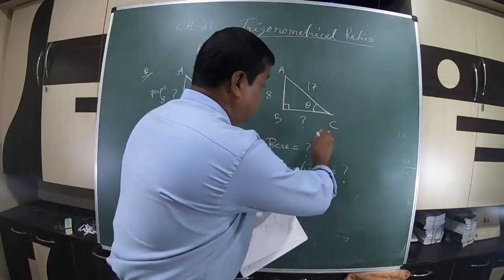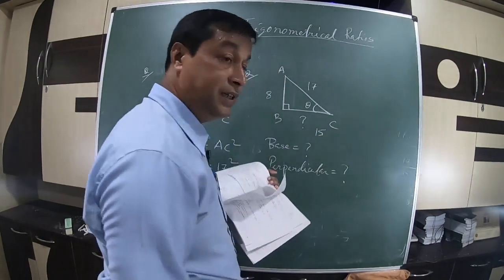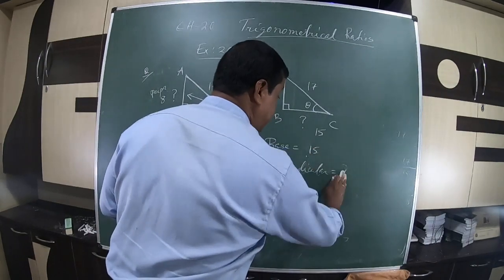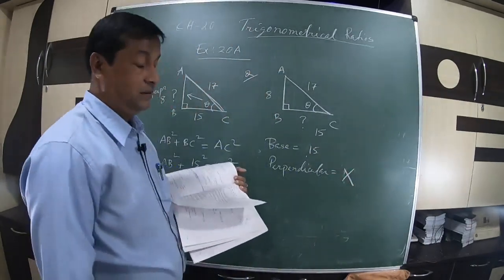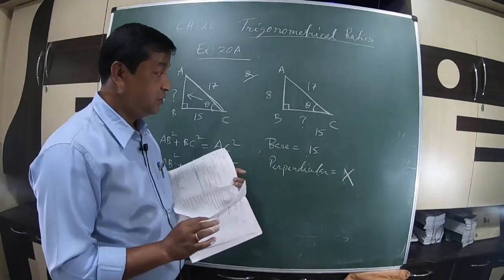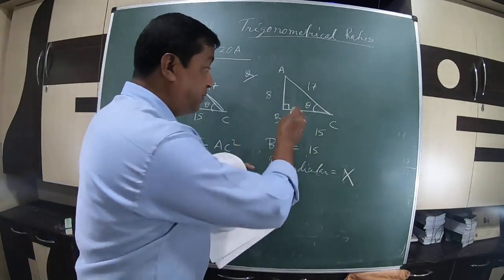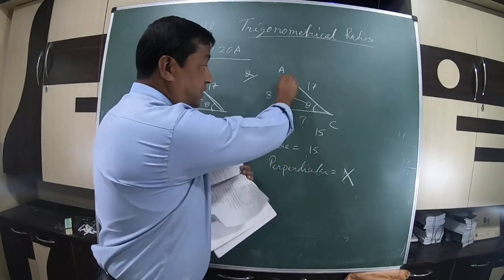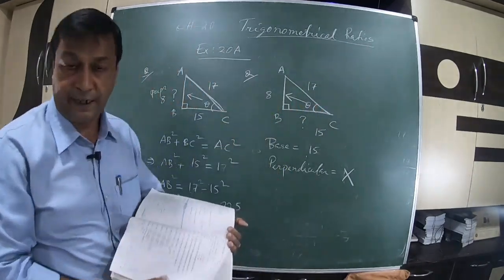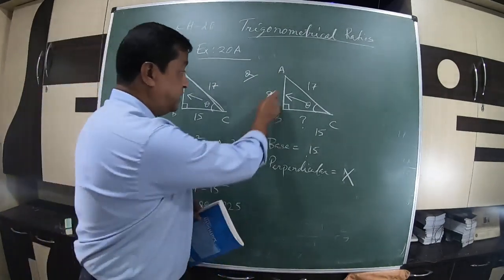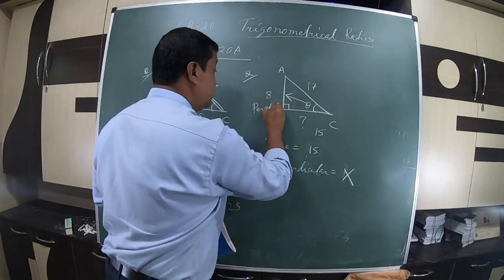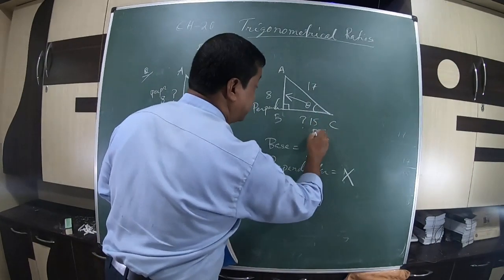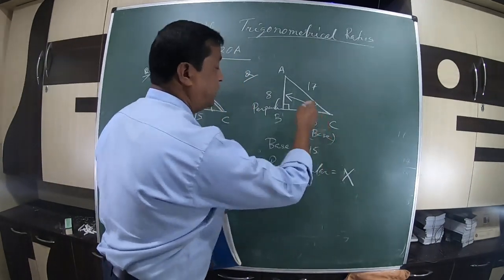I think you know how to calculate this. Already I have done it. 15 unit, and this is the base. It's not a perpendicular. Now I think you can understand why it is not a perpendicular. Which is the perpendicular? This is the perpendicular, because this side is opposite to the angle theta. Is it clear to you? This is perpendicular. This is the base. So 15 is the base.